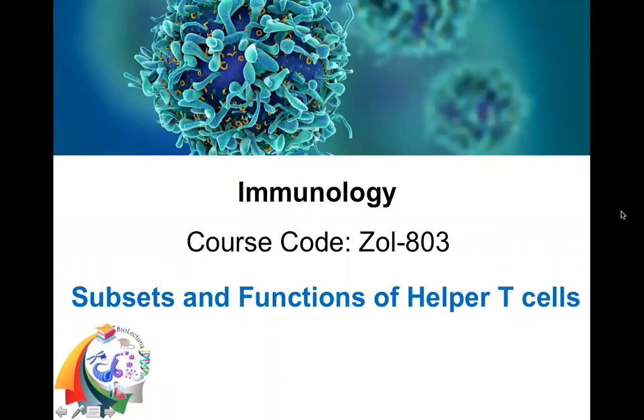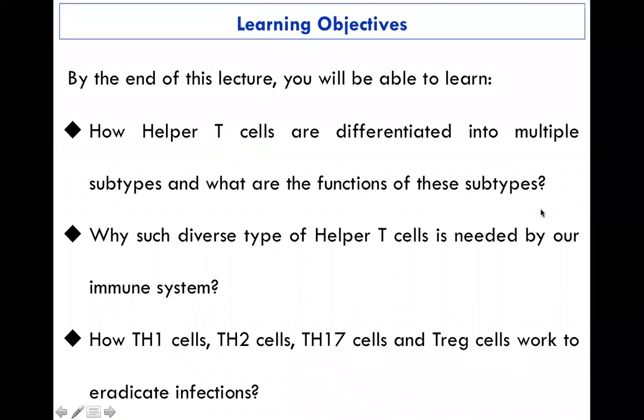Dear students, in the series of basic courses, we will continue the basic course of immunology. In today's lecture, we will discuss the subsets and function of helper T cells. First, we will see what you will be able to learn by the end of this lecture: how helper T cells are differentiated into multiple subtypes and what the functions of these subtypes are.